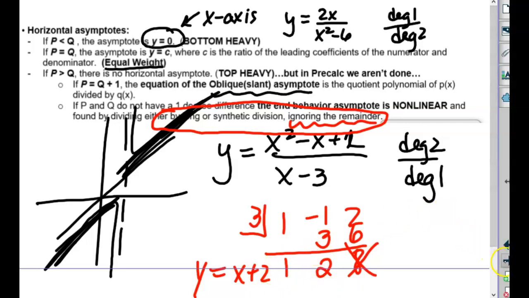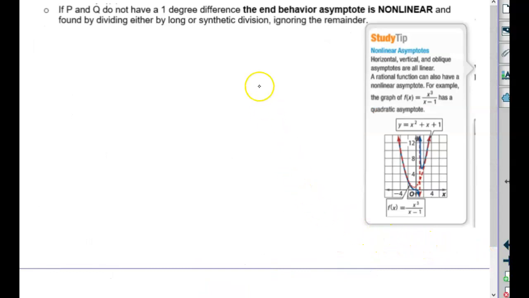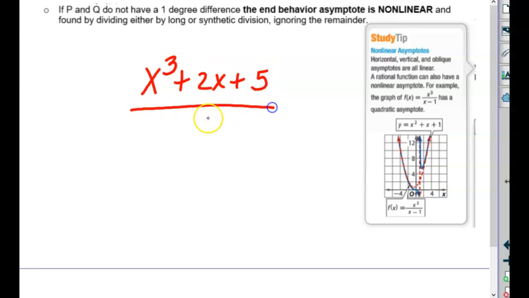All right, we'll deal with all these options. It does say that you can have things that are nonlinear. So if I had an x cubed up top over an x, when I divide that out, anybody know what the highest power of x is going to be left over? An x squared, right? Because you're dividing an x cubed by an x, you're going to end up with an x squared. It's going to be a parabola shape.